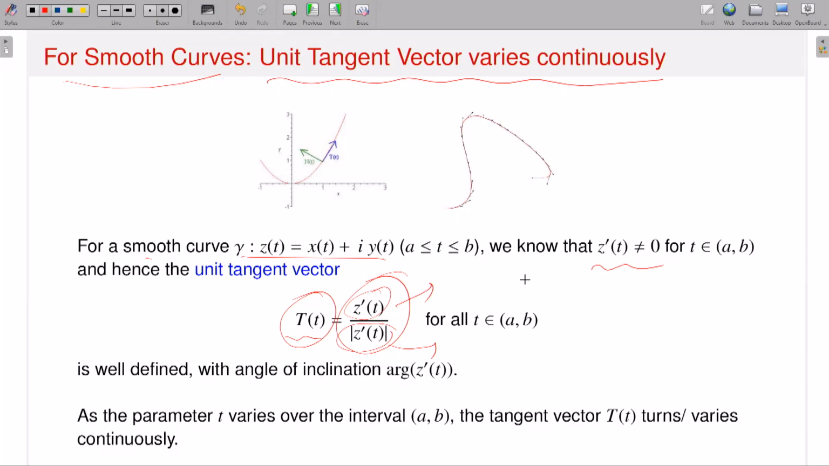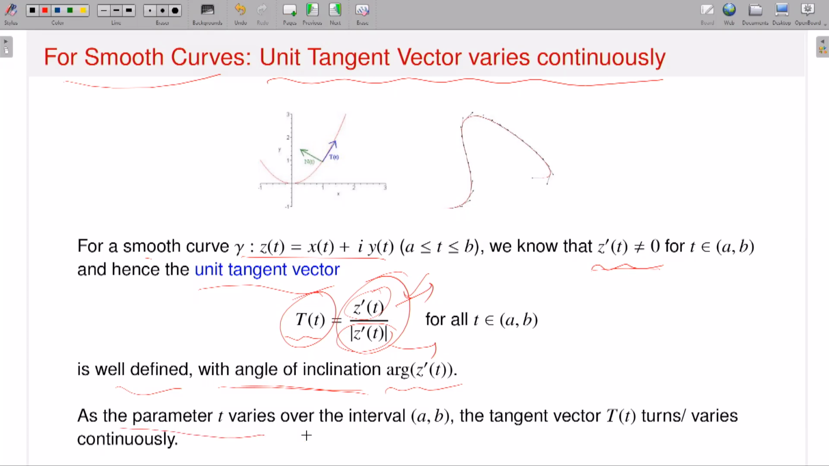So for a smooth curve, we know that this is non-zero, and hence the unit tangent vector is well defined. The way I have defined it, the angle is the argument of z prime of t. So z prime t is a complex number, and the corresponding angle of inclination should be the argument of z prime of t.